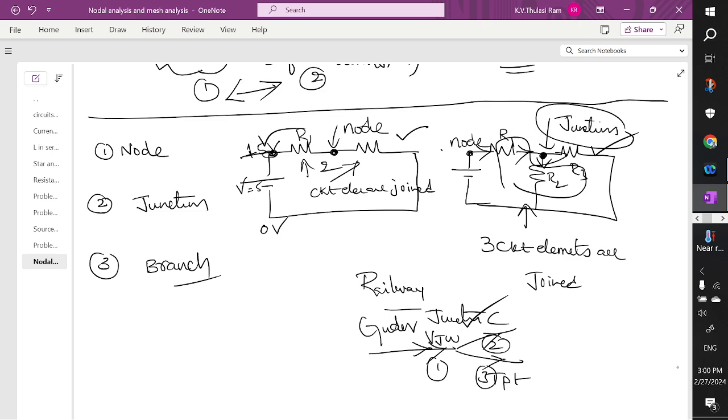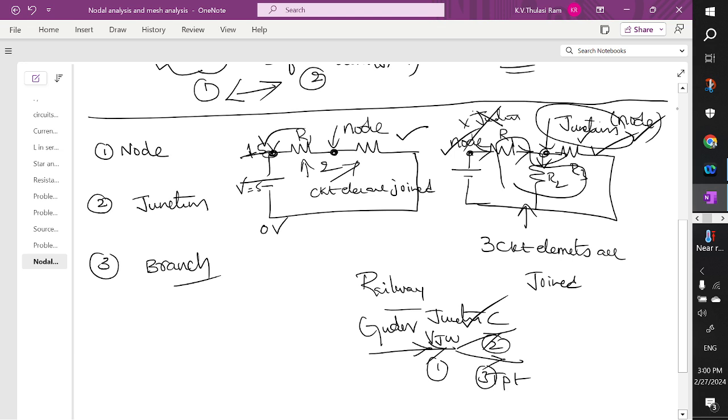Here this is called a node and this is called a junction. Remember, this junction may also be called a node, but this node is not called a junction. So this node is not a junction, but this junction point is a junction as well as a node. That's how to understand a node and a junction.